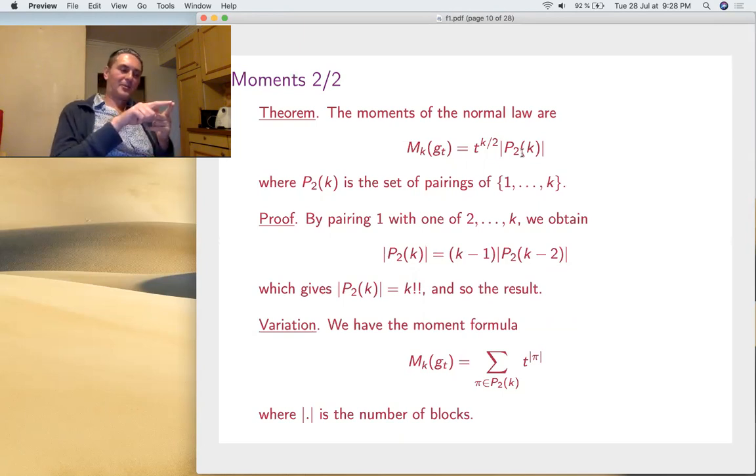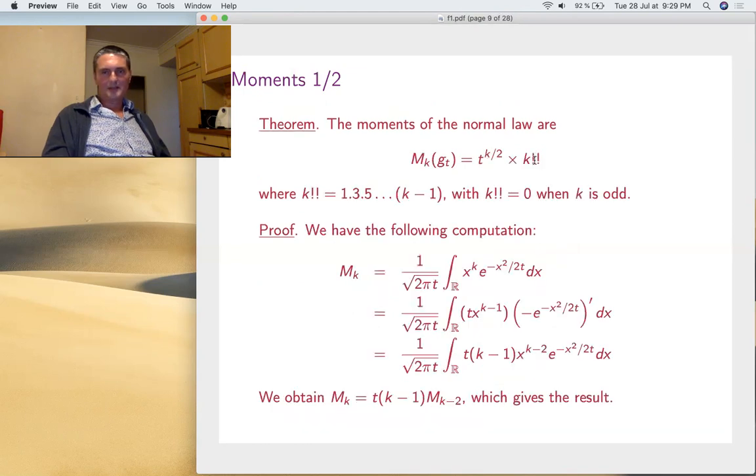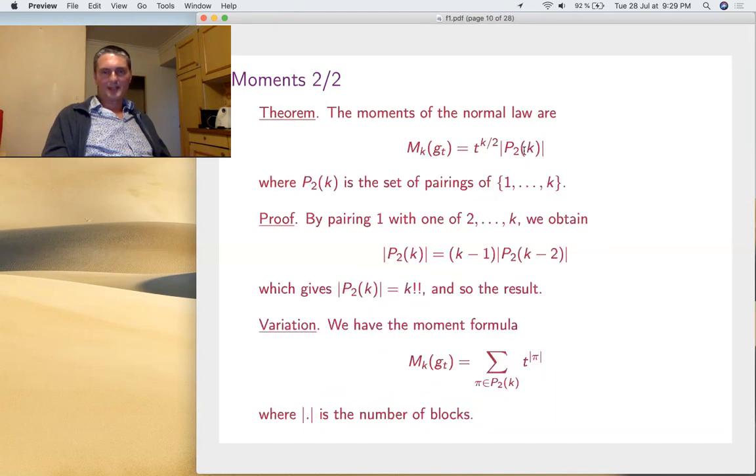And when k is even, it's a recurrence. I mean, you take your points 1 to k, you pair 1 with something, there are k minus 1 choices here, and then you're left with k minus 2 points that you have to pair. So that's your recurrence formula. So it's exactly as before. You get k minus 1, k minus 3, and so on. So it's double factorial. So you see this, let's go back to a previous slide. I think it's a bit better than k double factorial.